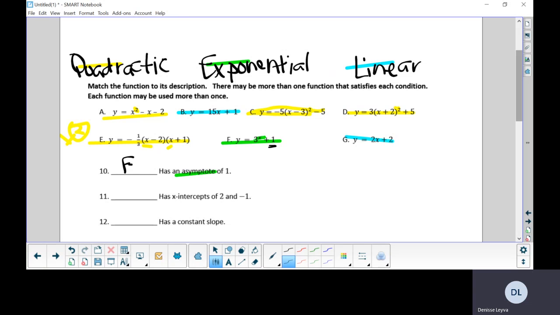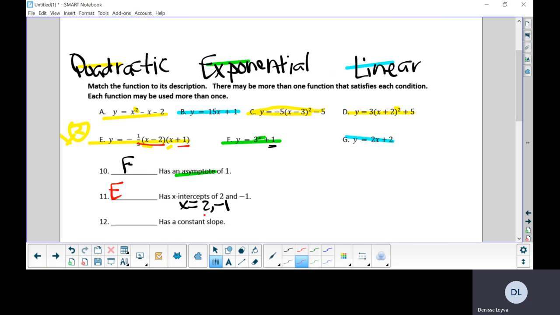So if we try to look for the one that has 2 x-intercepts, remember this is usually when x equals 2 and negative 1. So if we try to unsolve this, if you look at question E, when we try to solve this right here, x, the opposite of negative 2 is positive 2. The opposite of positive 1 is negative 1.